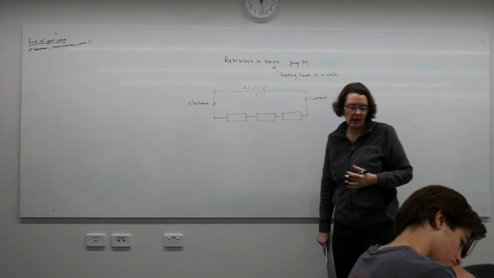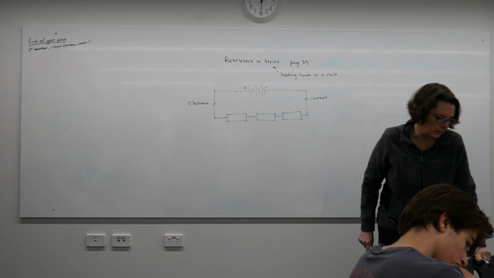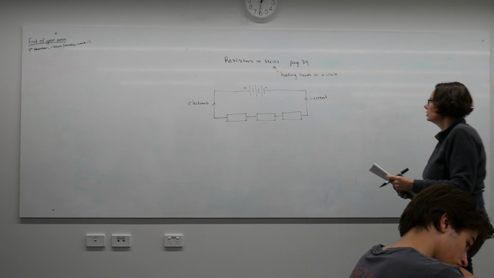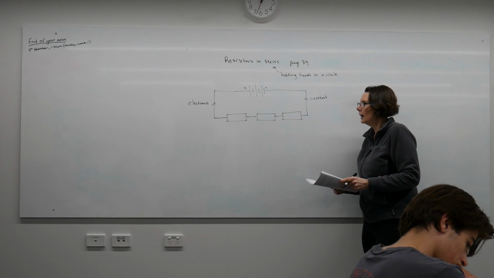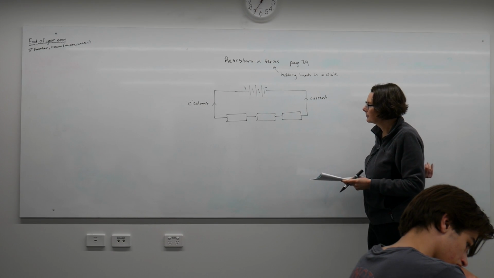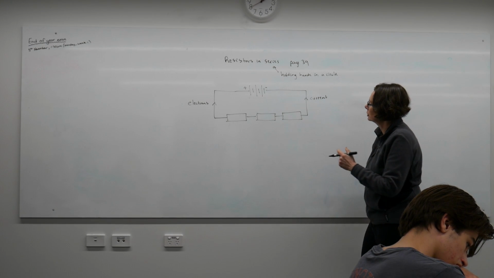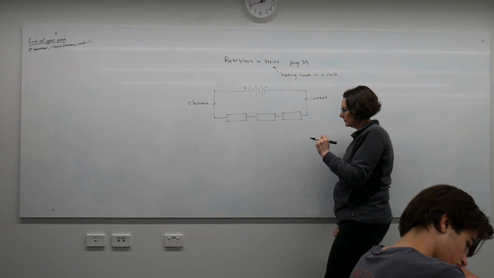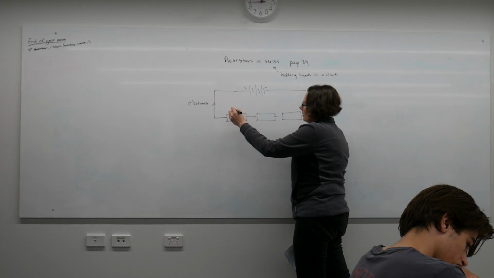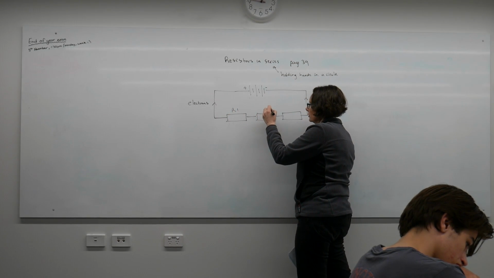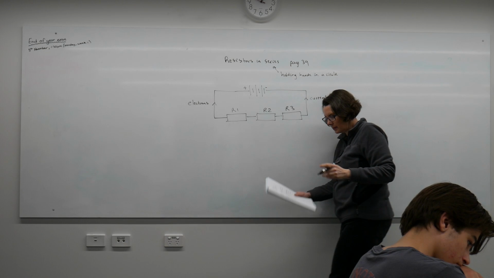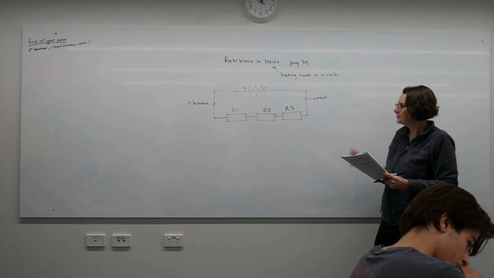So current is not an actual thing, or we don't have our positive charges moving, but we still calculate current as being movement of positive charge. So these are my resistors. And I'll call this one R1, R2, and R3. And it doesn't really matter what they are.